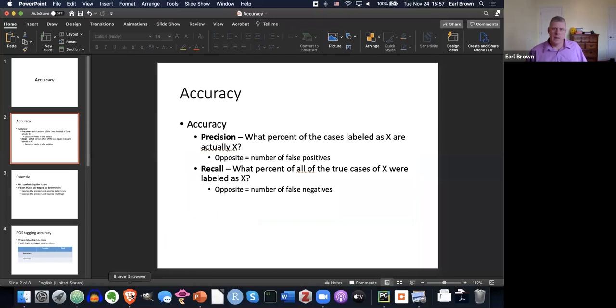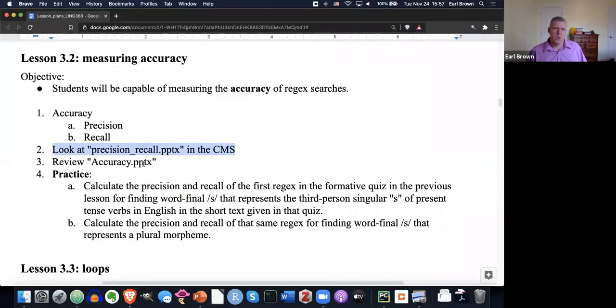So let's try and apply this to what we saw in the last lesson, in lesson 3.1. It says calculate the precision and recall of the first regex in the formative quiz in the previous lesson for finding word final S. And we want it to represent third person singular S of present tense verbs in English. Okay, just a little linguistic refresher.